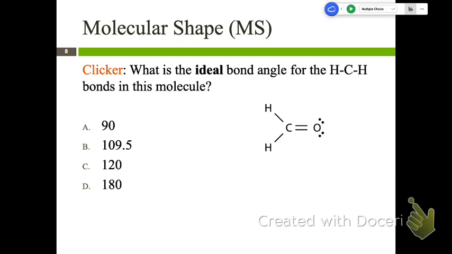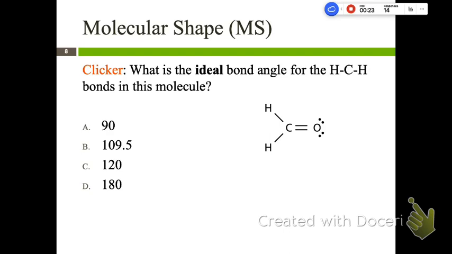All right. Let's talk about bond angle. If we look at the HCH bond angle, you know what I'm talking about in this molecule? Between the H, the C, and the H, there's an angle here. What is the ideal bond angle? Do we know what we're comparing that to?